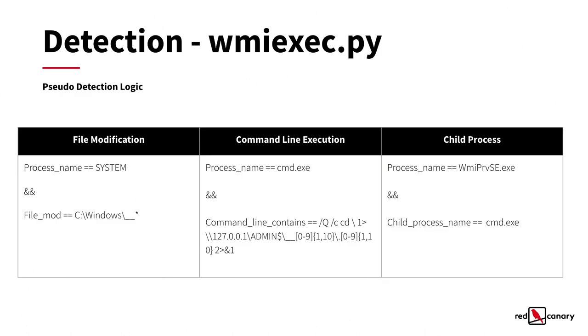And then just like the previous two, some high-level pseudo-detection logic. So again, we have System creating a file, that epoch timestamp in C:\Windows, some command line execution, so CMD that has a command line of that unique string of characters there, and then a child process of WMI spawning CMD. One thing to look out for with the child process one: if you use WMI legitimately in your environment, that's going to be the execution chain. I think SCCM also uses this as well. Additionally, malicious Word macros use this to break that parent-child process relationship as well. So some things to look out for there.